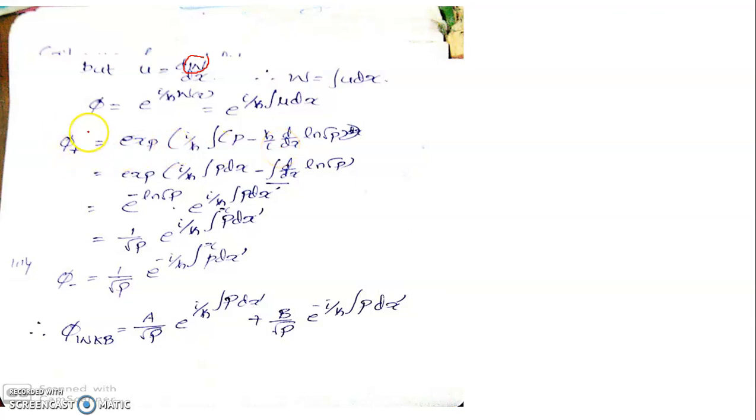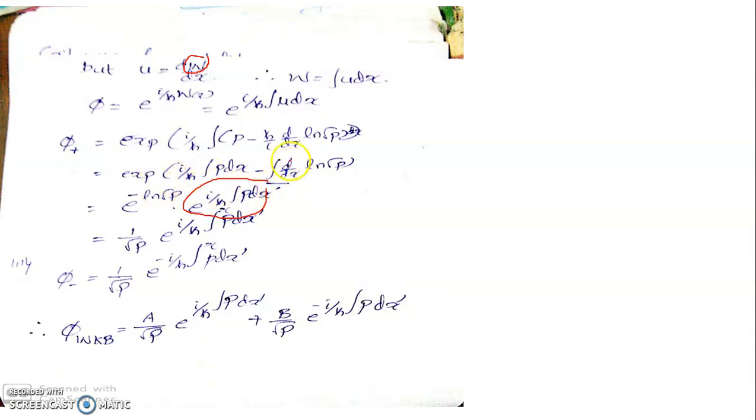Corresponding to u plus, we write the solution as phi plus, and corresponding to u minus, we write the solution as phi minus. Then phi plus equal to e raised to i by h cross integral p minus h cross by i d by dx of natural log root p dx. That is e raised to i by h cross integral p dx minus integral d by dx of natural log root p. The h cross by i will be vanishing for the second term. Anyway, this is now e raised to i by h cross integral p dx, which is kept as it is for this part.